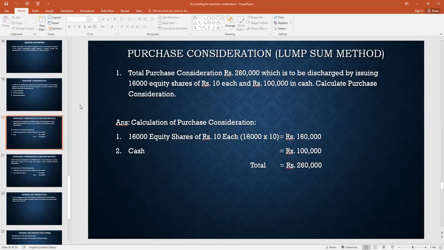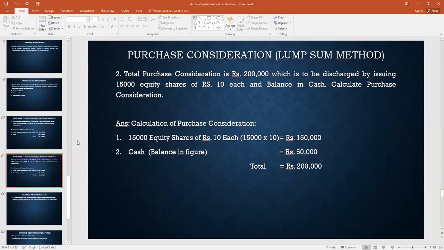So how do we need to show the breakdown? We can show the steps in such a way that they are going to issue 16,000 equity shares of rupees 10 each. So 16,000 shares into 10, total 1,60,000 they are going to pay in equity shares, and the balance 1 lakh in cash. So cash amount is 1 lakh. Total it will come 1,60,000 plus 1 lakh, so the total purchase consideration is 2,60,000. This is how we need to show the steps in the calculation of purchase consideration.